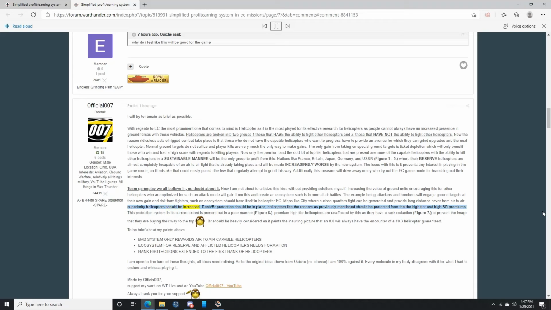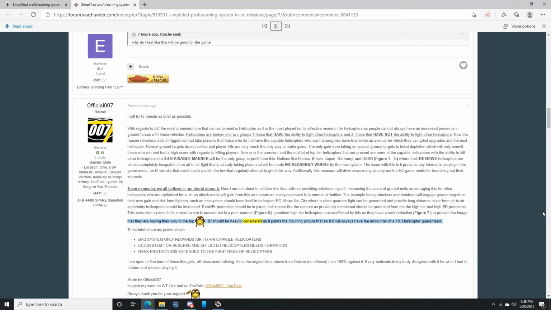Helicopters should be increased. Rank/BR protection should be in place. Helicopters, like the reserve as previously mentioned, should be protected from the high tier and high BR premiums. This protection system in its current extent is present, but in a poor manner. Figure 6, premium high tier helicopters are unaffected by this as they have a rank reduction. Figure 7. To prevent the image that they are buying their way to the top.